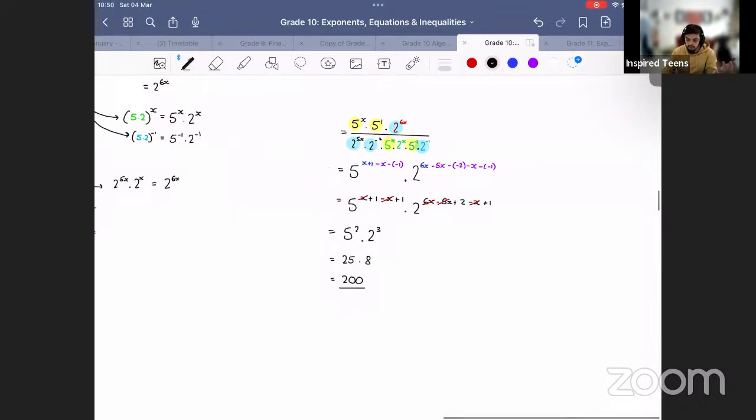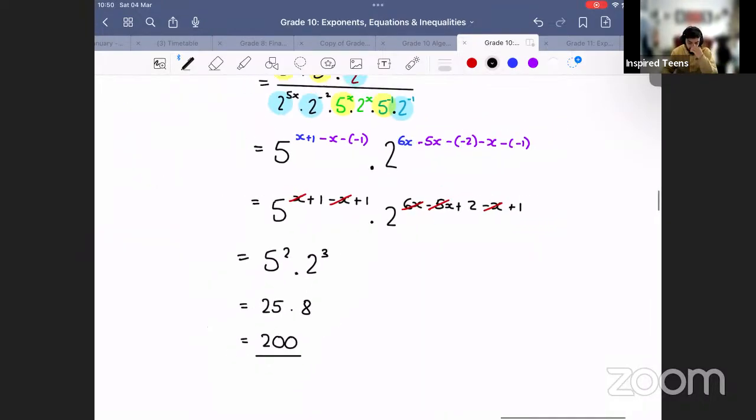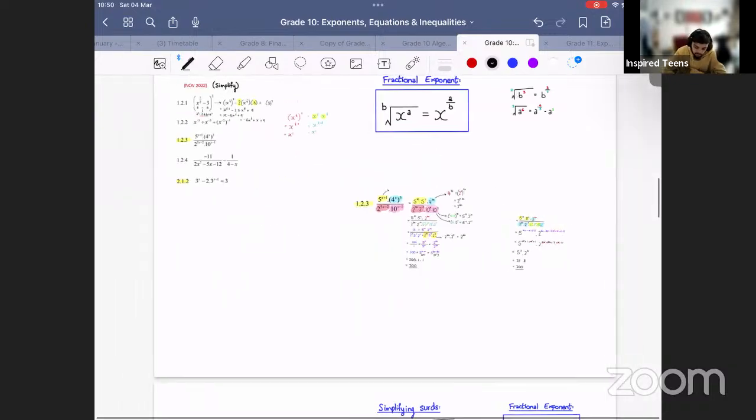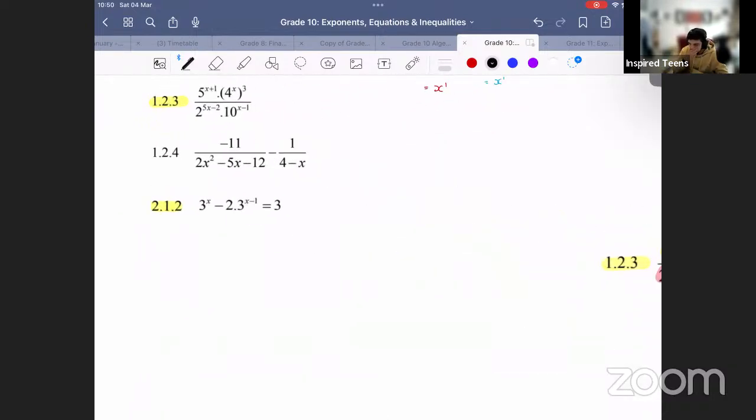Okay, so that's another way. It's not 2 to the 1, it's 2 to the 3, so just be careful there. Okay, let's move on. Let's do this last one quickly before we leave.